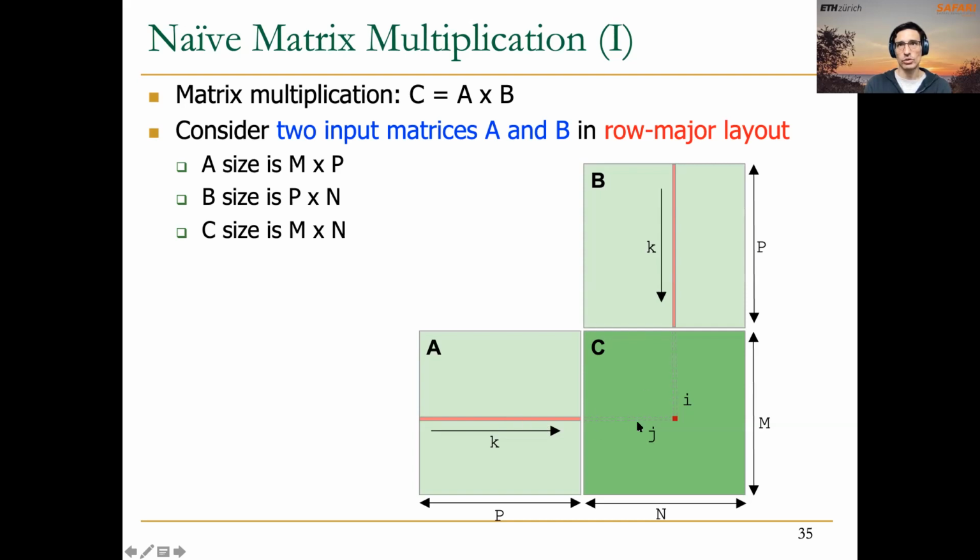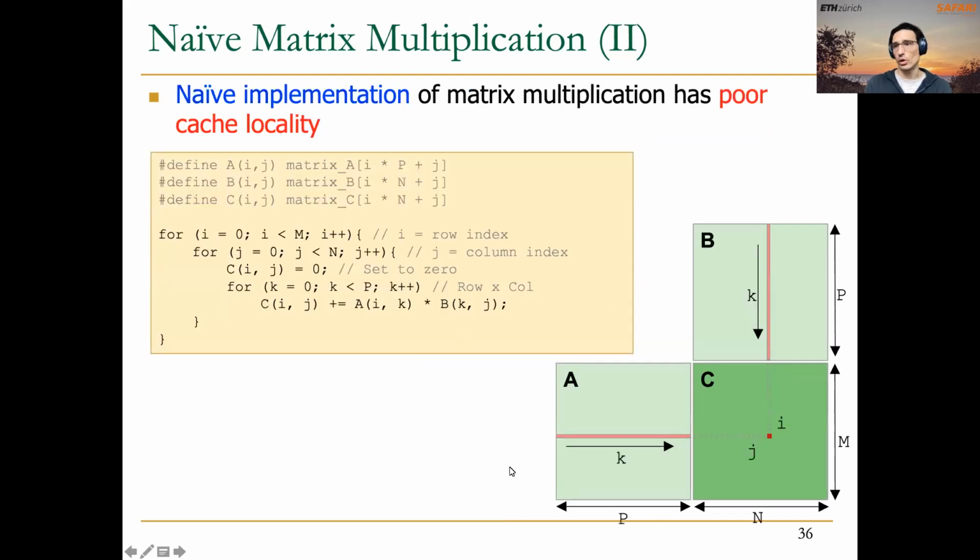In order to calculate one particular element of the C matrix, we have to go through a whole row of the matrix A and a whole column of the matrix B. And this is how our code will look like. Observe that these two outer loops go over all elements of the matrix C, from C00 to C n-1, n-1.